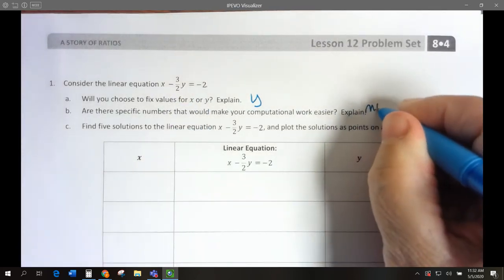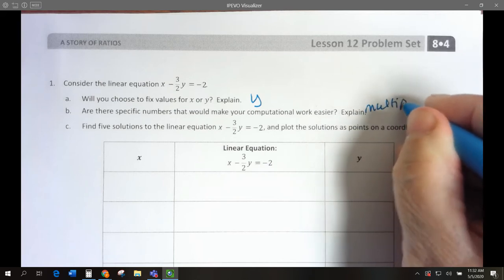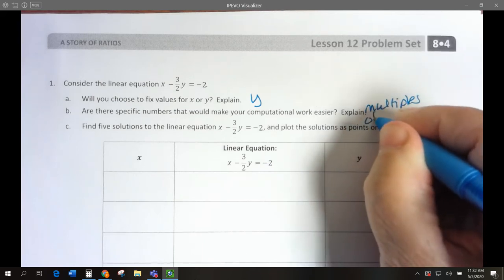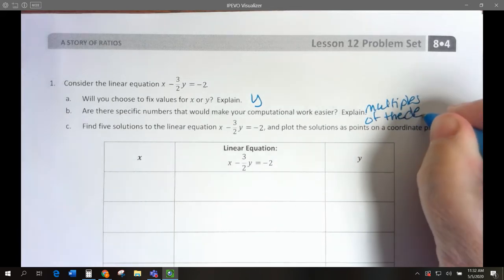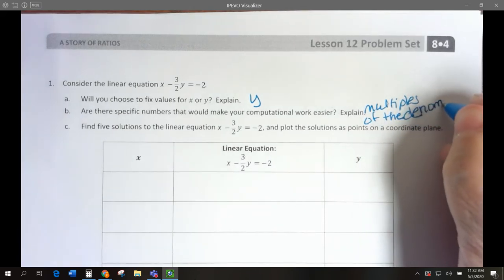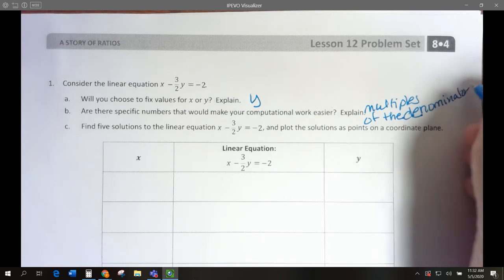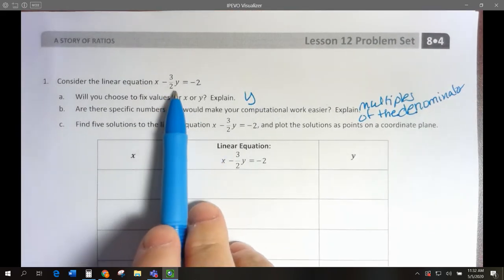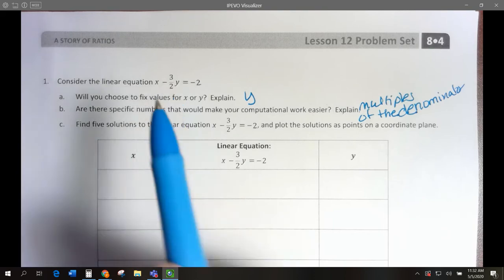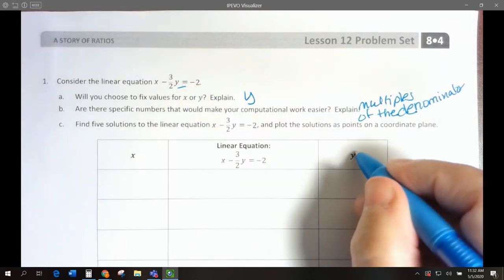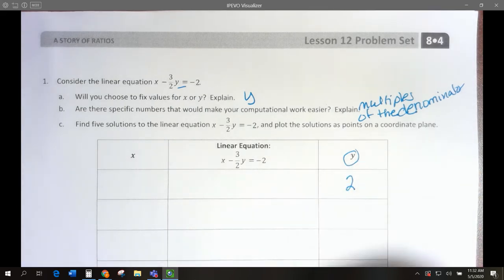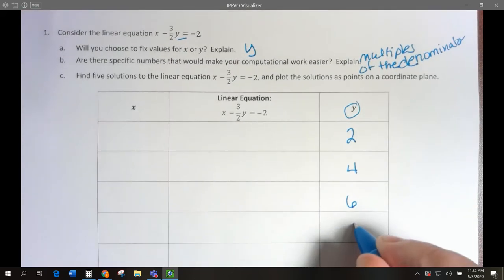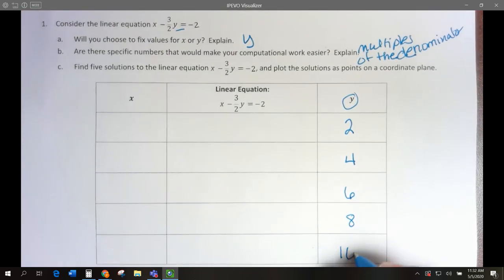We want to pick multiples of the denominator. What is our denominator? 2, right? Our denominator is 2. So we're going to pick our y's, and we want to pick multiples of 2. Multiples of 2 would be 2, 4, 6, 8, and 10.